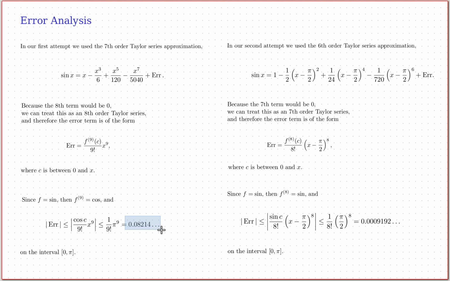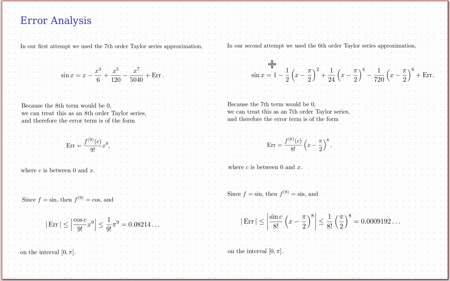So this is why we were able to detect the error with our eyes in the graph, because it's not really very accurate. It's not even quite accurate to 1 decimal place on the interval from 0 to pi. However, our second polynomial approximation used this expansion, where a was pi over 2.